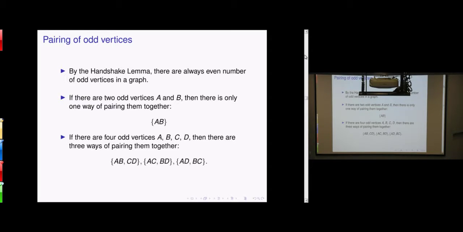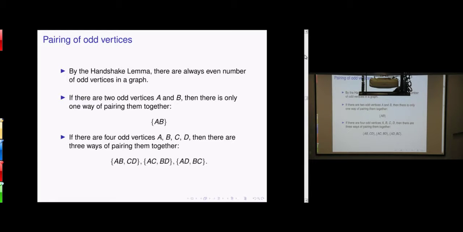And if there are more, if there are four odd vertices, A, B, C, D, because you must have an even number of odd vertices. If it's more than 2, then it has to be 4. So it's A, B, C, D. And then there are many ways of pairing them up. So there are actually 3 ways. Why? Because starting from A, you can have 3 choices: A, B, A, C, and A, D. Now after you choose the pair, there are 2 left.